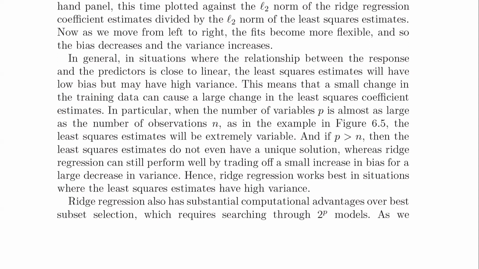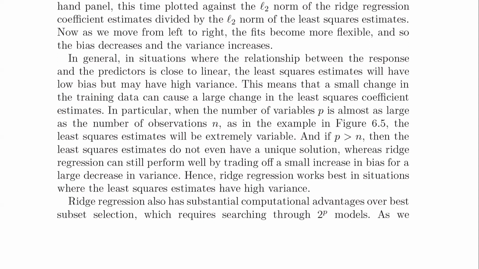In particular, when the number of variables p is almost as large as the number of observations n, as in our example, the least squares estimates will be extremely variable. And then it gets even worse. If p is greater than n, then the least squares estimates do not have a unique solution, whereas ridge regression can still perform well by trading off a small increase in bias for a large decrease in variance. Hence, ridge regression works best for situations where the least squares estimates have high variance.